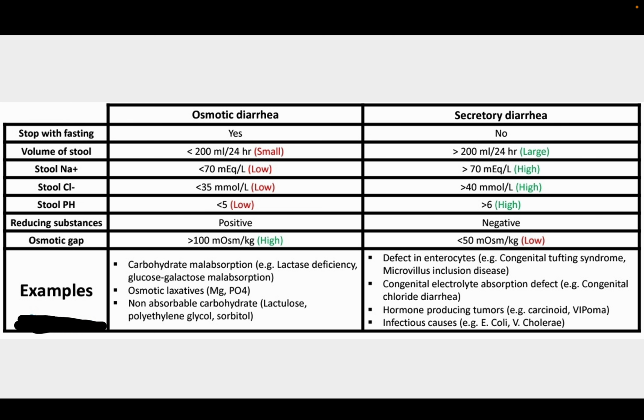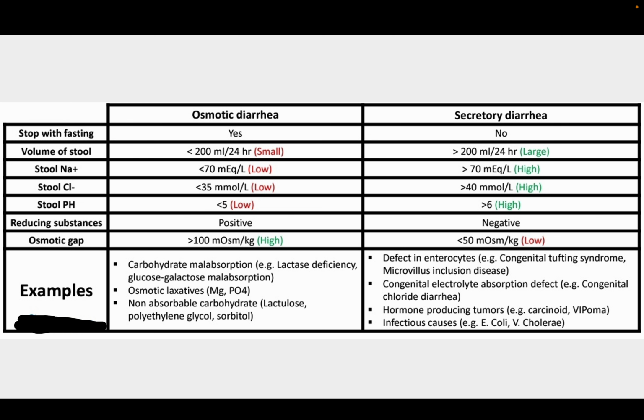So osmotic diarrheas are generally such that if you put the patient on NBM, the diarrhea will subside. Osmotic diarrhea is not due to intestinal stimulation; it is because of the food we are giving, which is not absorbed and is pulling water out of the intestine. So if it stops with fasting, that is osmotic diarrhea. If it doesn't stop with fasting, that is secretory diarrhea.